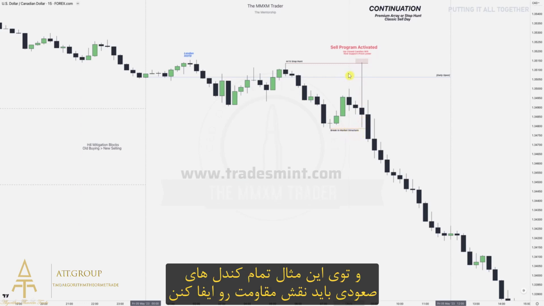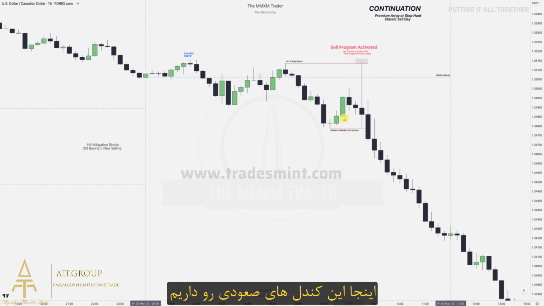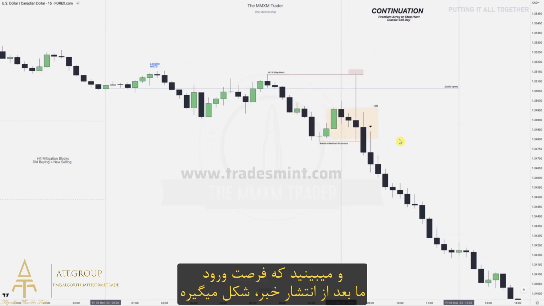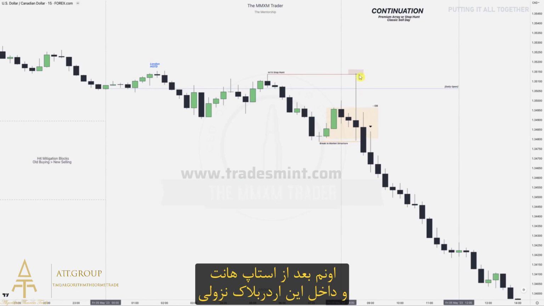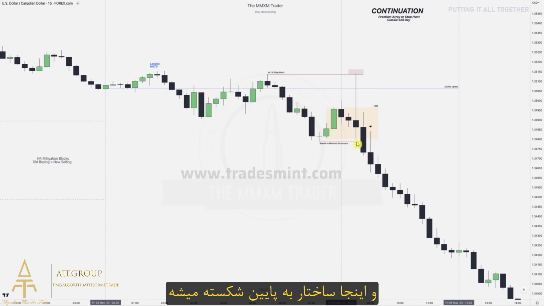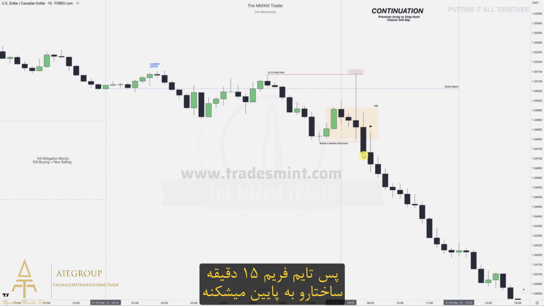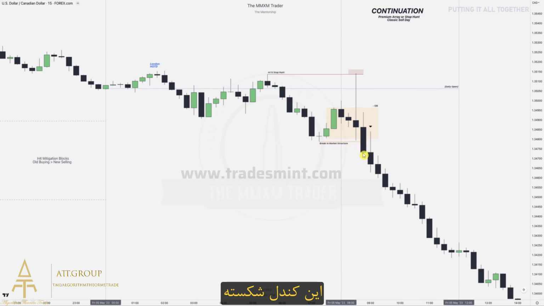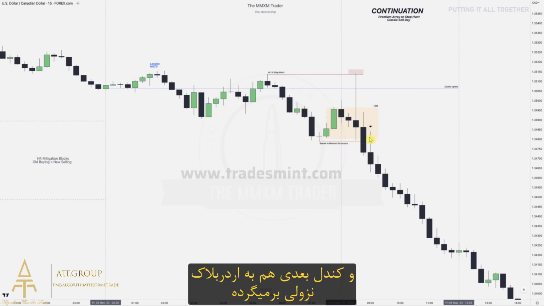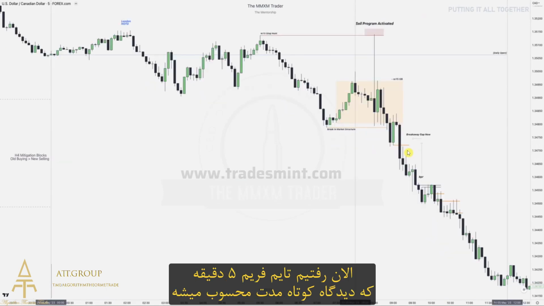And in this occasion, all up close candles should support price lower. So we have these up close candles up here. And you can actually see our opportunity lies after that news release, after that stop hunt, inside this bearish order block, and we break down structure here. So this 15-minute time frame breaks lower, this candle breaks lower, and the next candle dips back into that bearish order block. So going into the 5-minute time frame, short-term perspective.